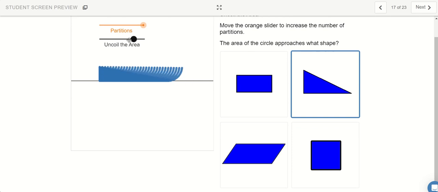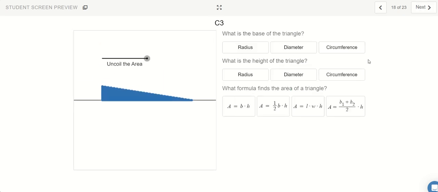So again, here's a circle. I unwrapped it. So again, if I take all the layers of a circle and I unwrap it, uncurl it, it should be closer to becoming a triangle. So if I find the area of the triangle, it would be the same thing as finding the area of this circle. So what's the base of the triangle?